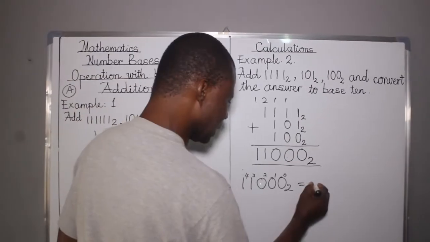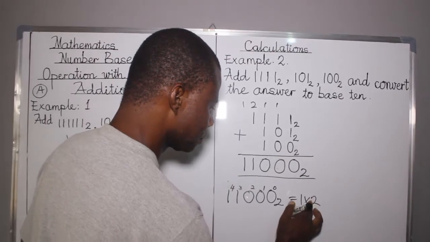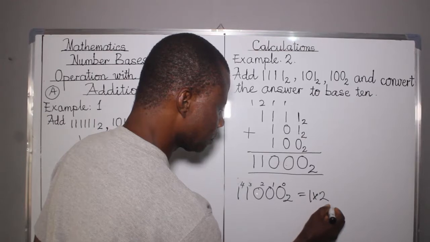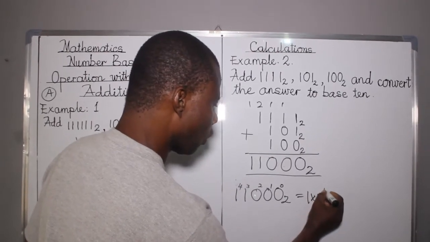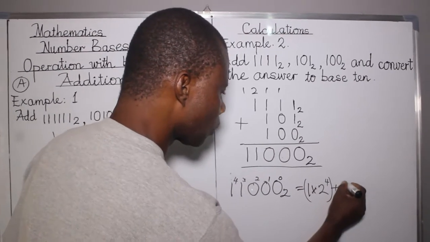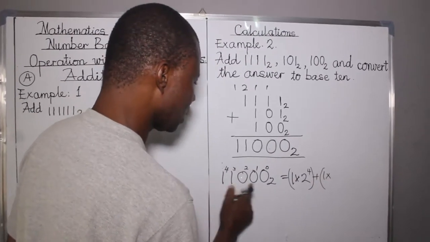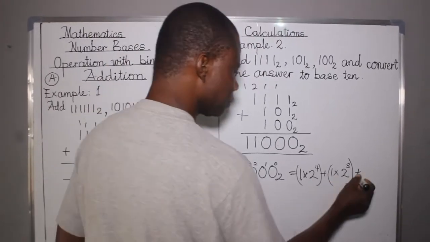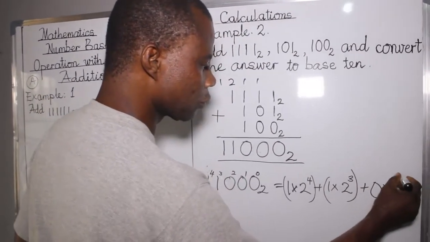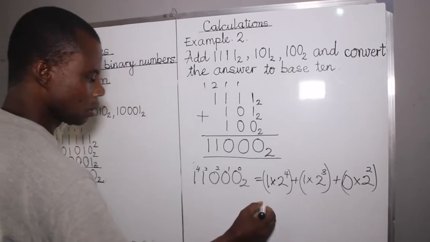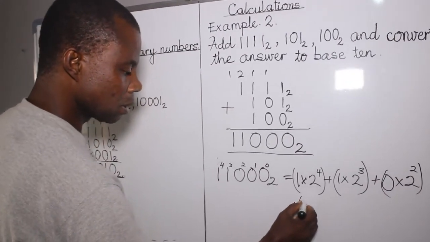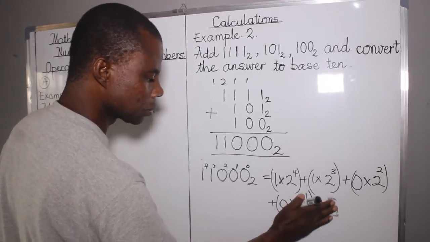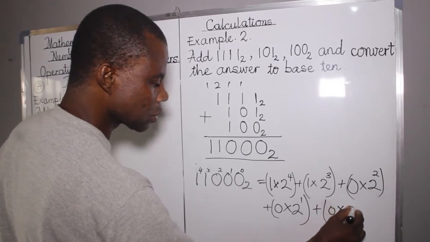Now multiply them out, and this gives us 1 times 2 to the power of 4, plus 1 times 2 to the power of 3, plus 0 times 2 to the power of 2, plus 0 times 2 to the power of 1, plus 0 times 2 to the power of 0.